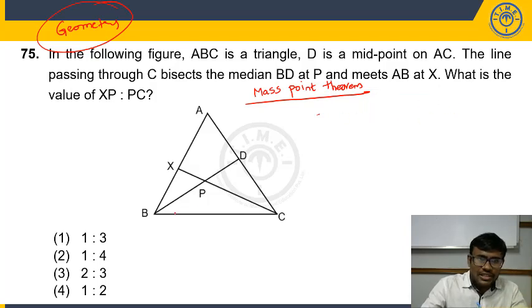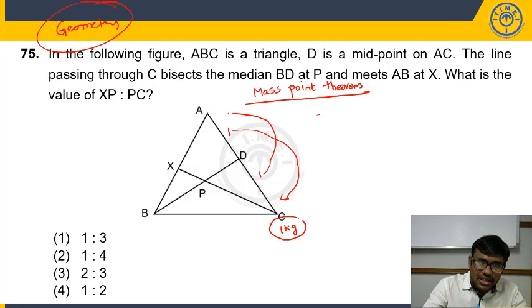I'm erasing this. Now, D is a midpoint of AC, no? So, AD is 1 centimeter and DC is also 1 centimeter. So, as a result, because of this 1 centimeter, here I'll be getting 1 kg of weight. Here 1 kg, here 1 kg. So at D, what could be the weight? 2 kgs.